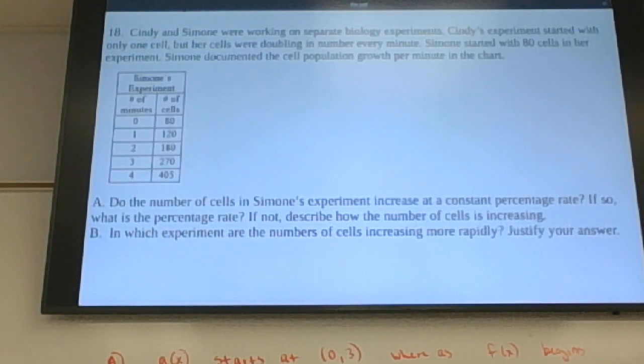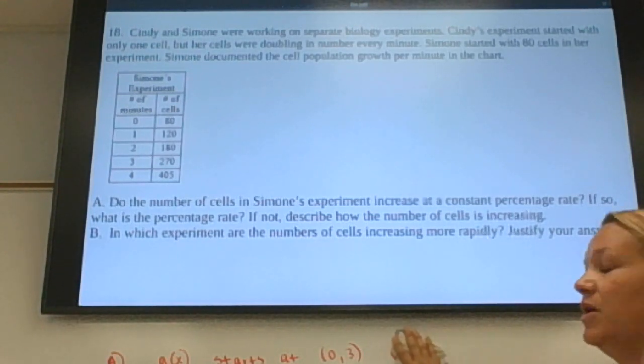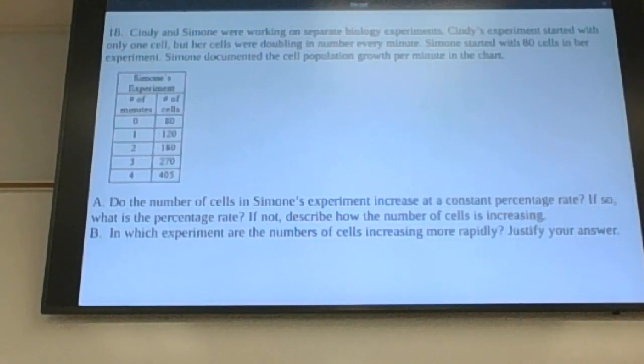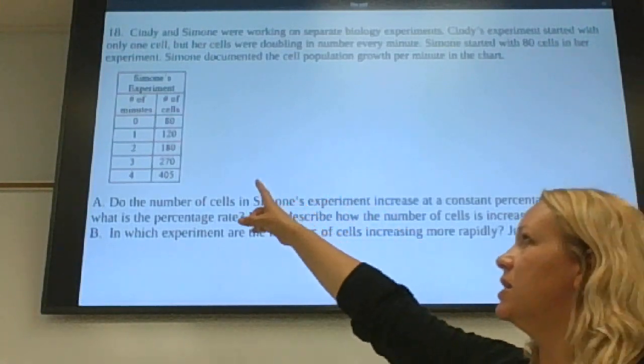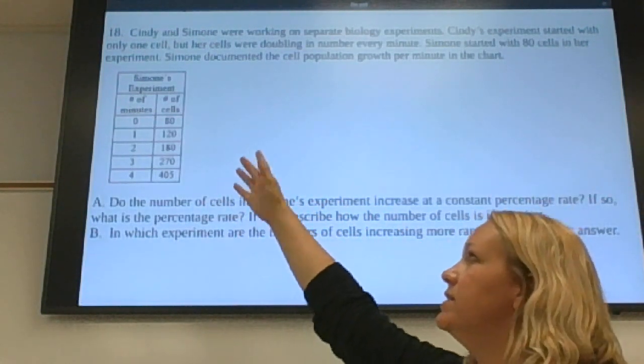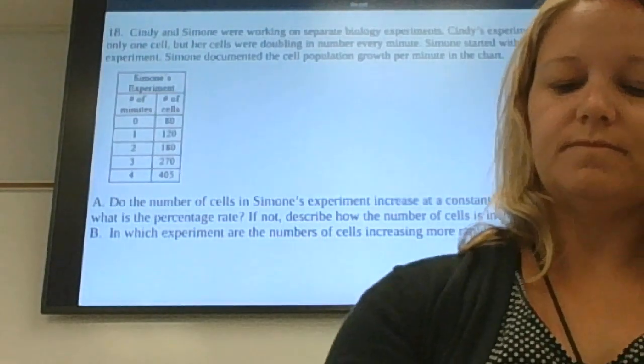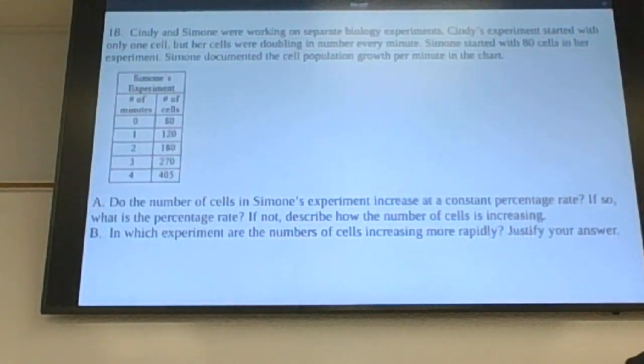In Cindy's experiment, she started with just 1 cell, and her cells double every minute. Simone started with 80 cells, so Simone started with a lot more cells in her experiment. And this is what her cells were doing. This is Simone's cells, and we don't have a table for Cindy. I like what you said, Benjamin. We know a lot. They told us we could make our own table for Cindy if we wanted to.